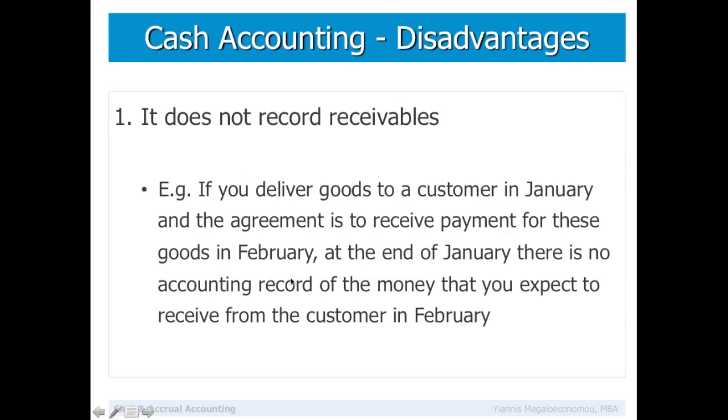Okay, let's see an example here. Let's say you deliver goods to a customer in January, and the agreement between the business and the customer is to receive payment for these goods in February. At the end of January, there is no accounting record for the business of the money that is expected to be received from the customer. So the business has to rely on the personal record of the owner or the manager in order to keep track of this receivable that has to be received a month later.